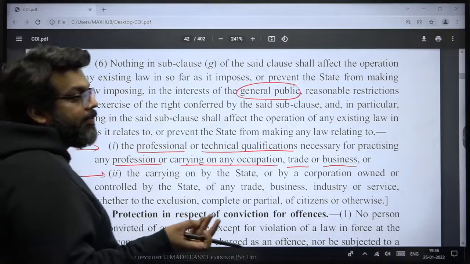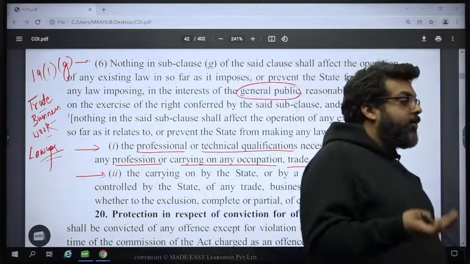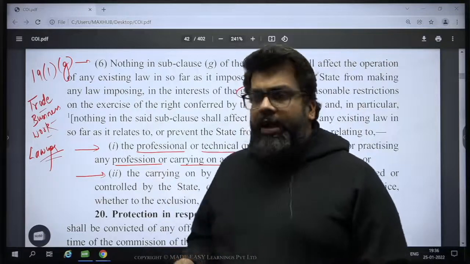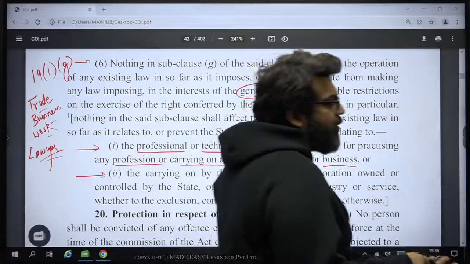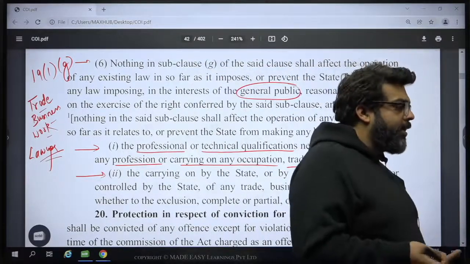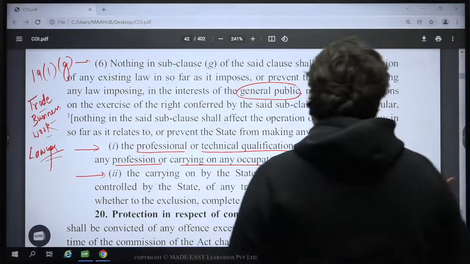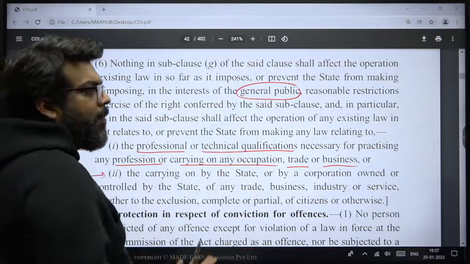You need a license to become an architect. You need a license to practice law. You need to be a certified chartered accountant, a certified company secretary. You need a flying license to be a commercial pilot. You need clearances from the Director General of Shipping. You need medical tests and everything done if you're a pilot or a seafarer, and so on and so forth. Can the government make laws like these? Absolutely. Yes. No problem at all.